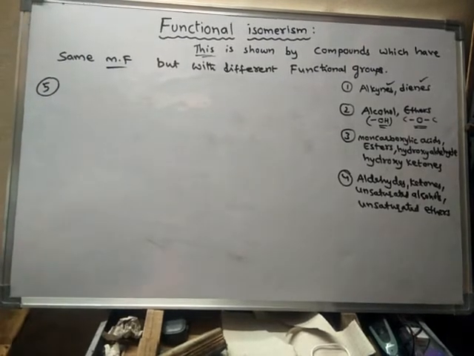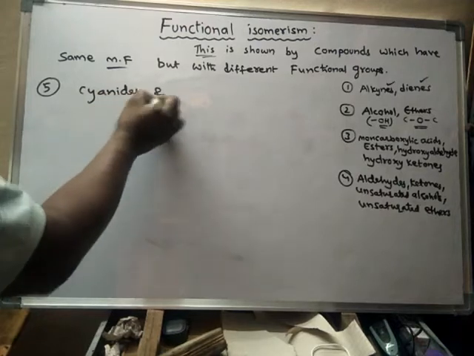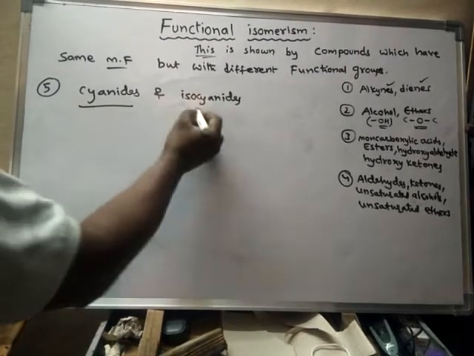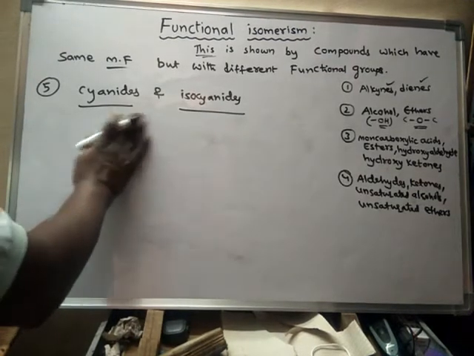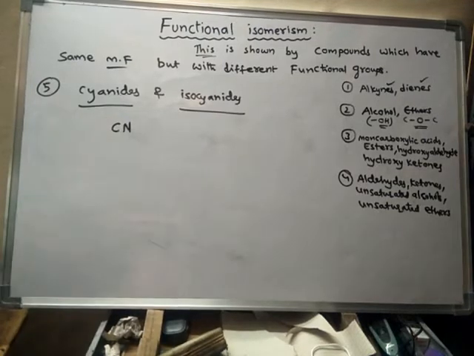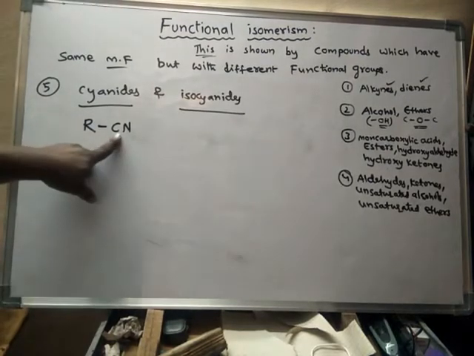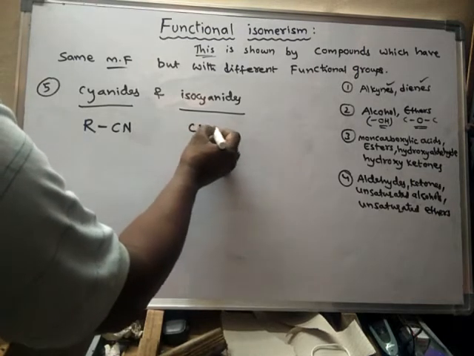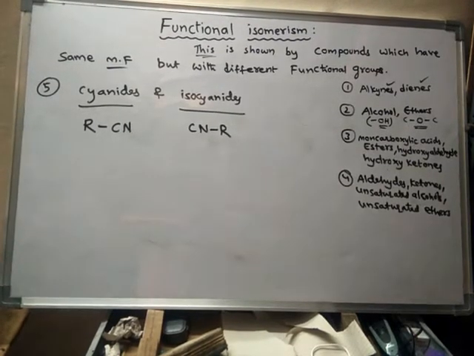Next type: cyanides and isocyanides. What are cyanides and what are isocyanides? C triple bond N, or also CN. Cyanide means generally the CN functional group. If the alkyl group is attached to carbon, then they are said to be cyanides. If the alkyl group is attached to nitrogen, then they are said to be isocyanides. So that is the difference between cyanides and isocyanides.